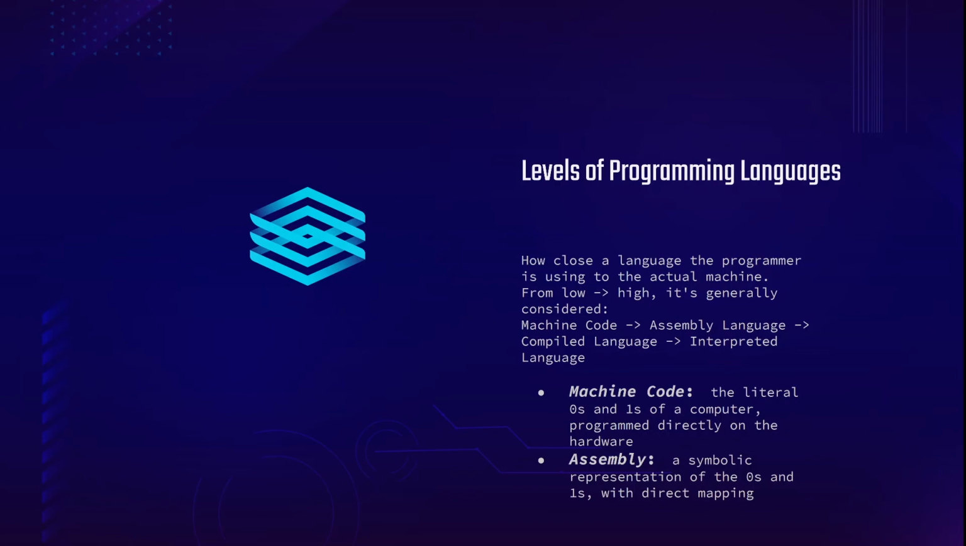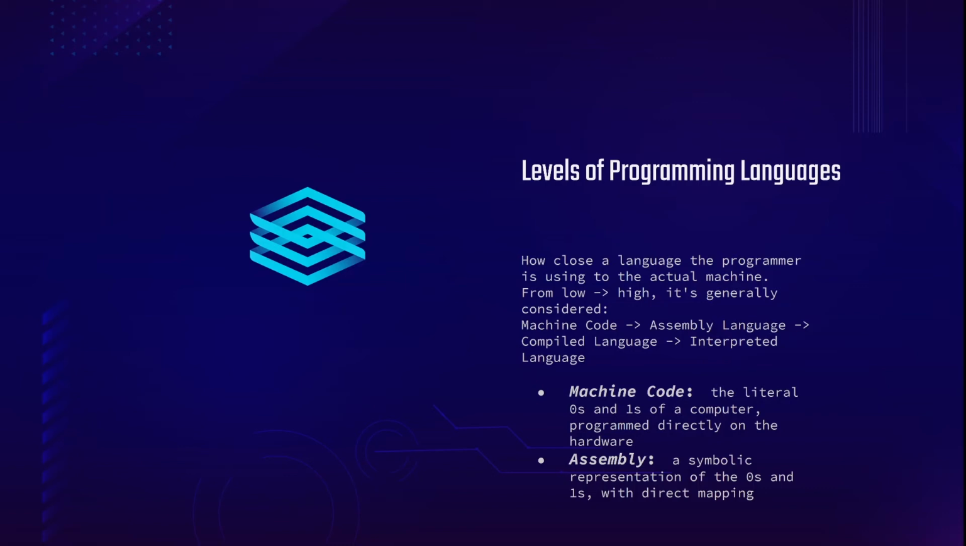So, levels of programming languages. This is generalized again, there are no precise definitions. So, levels of programming, right? It's how close the language the programmer is using is to the actual machine. So, how close can you get to that direct access, that 1-0 garbage?